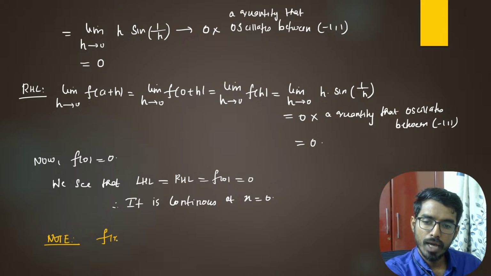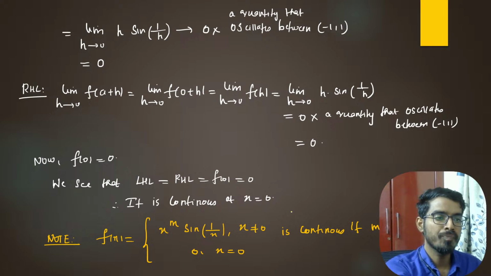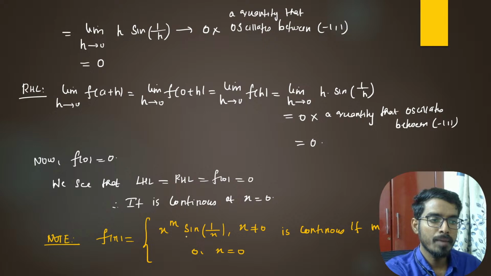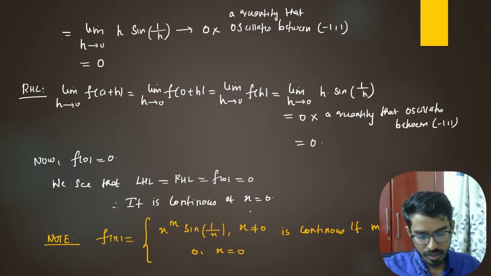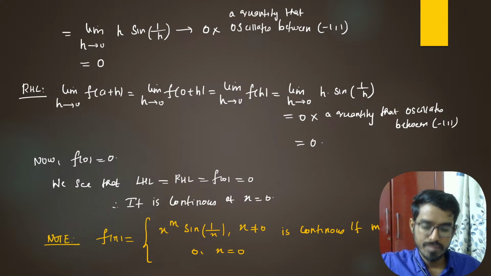Always note that if I have a function f of x is equal to x power m sine 1 by x when x is not equal to 0, and 0 when x is 0, this will be continuous if the value of m is strictly greater than 0. Because if m is equal to 0, this becomes 1, so we'll have only sine 1 by x, and for that we know that the limit does not exist, right? Okay. And m greater than 0.